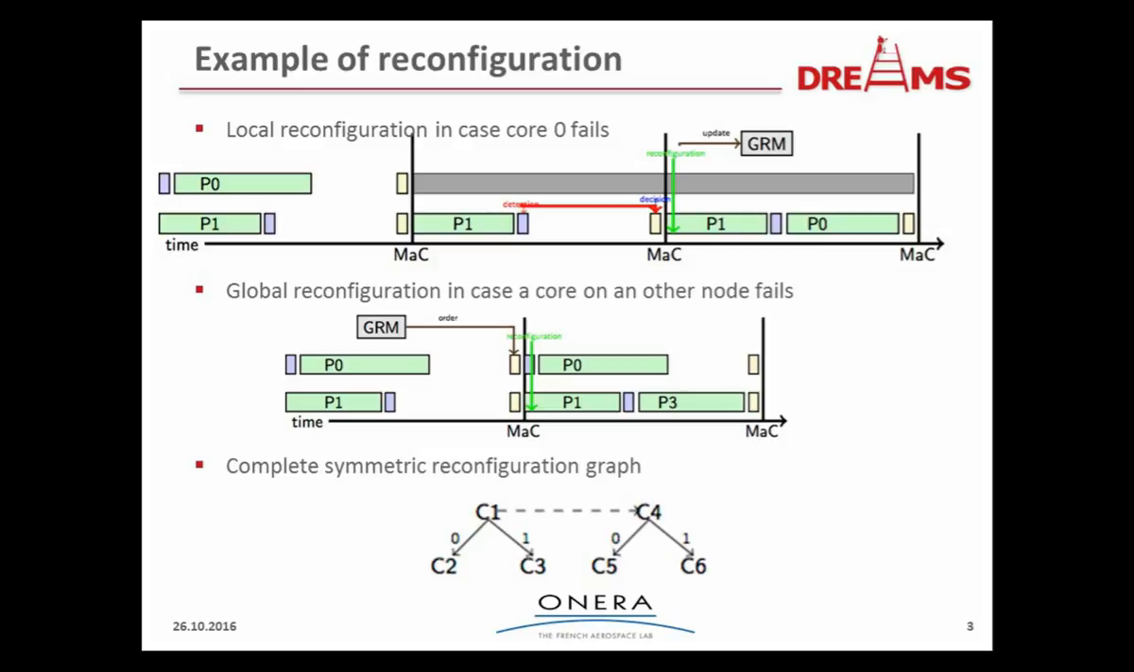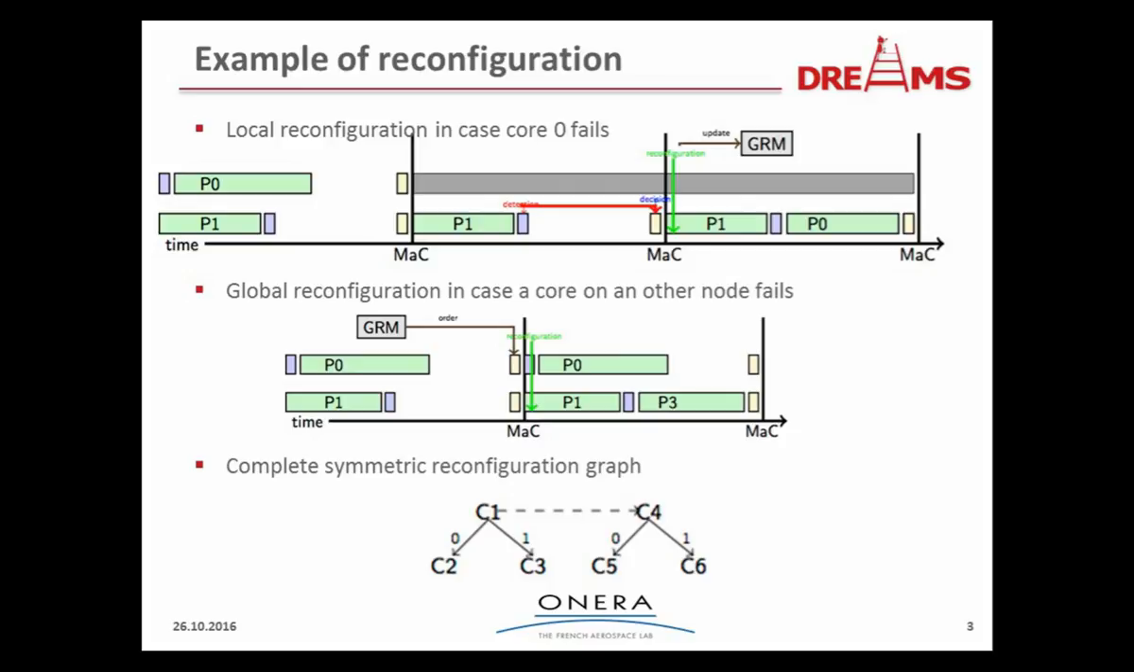In the figure in the middle, the first MAC is the initial configuration. During that MAC the GRM requests the LRM to reconfigure because a node elsewhere has failed. During the second MAC, application P3 is hosted on the node. Finally, the complete symmetric local reconfiguration graph is shown.